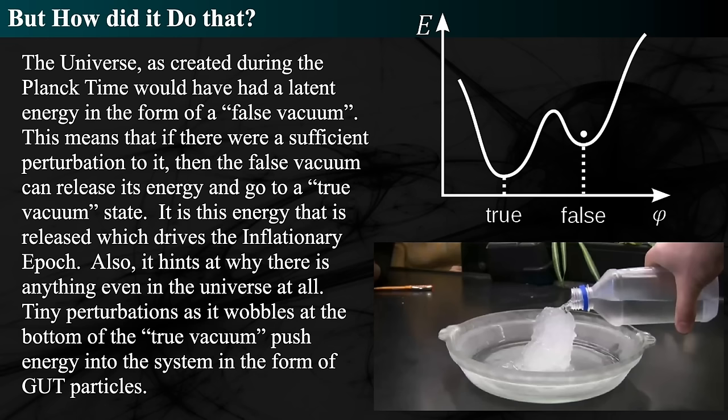And if there was another strong enough hit, then it would push over that hump and then drop from the false vacuum state to a true vacuum state and release that energy. It is that releasing of the energy that creates the inflationary epoch itself, going over that hump with a big enough bump and then oscillating at the bottom like a little ball rolling backwards and forwards at the bottom of the true vacuum state.